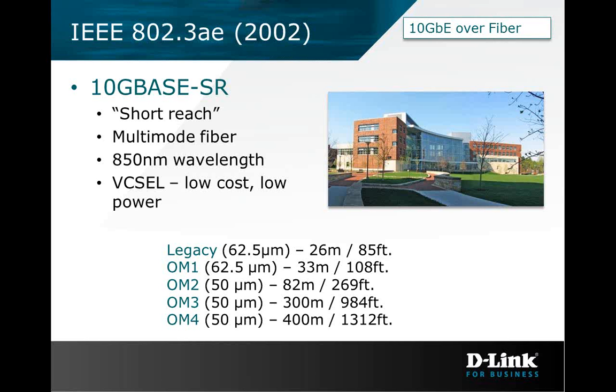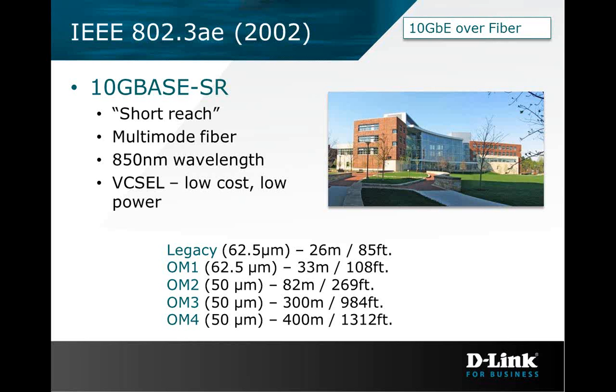It uses the VCSELs, the very low cost, low power, and you can see here on the chart below the distances that we get with 10 gigabit Ethernet using 10G base SR technology. So over very old, very legacy multi-mode fiber, not too far, less than 100 feet, 85 feet. But you look at, as I mentioned before, OM3 being the most commonly deployed in new deployments today, the most commonly available type of multi-mode fiber. We're looking at 300 meters or almost 1,000 feet.